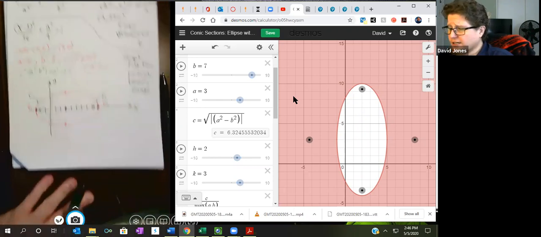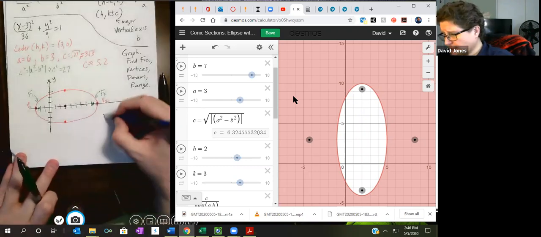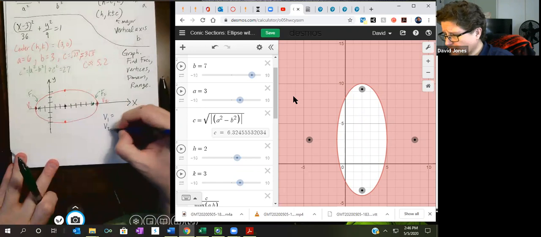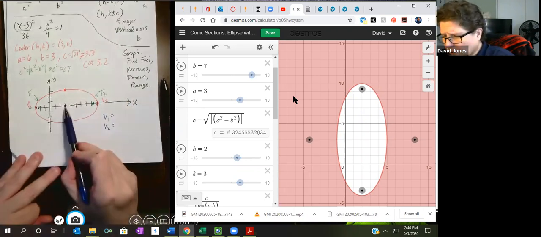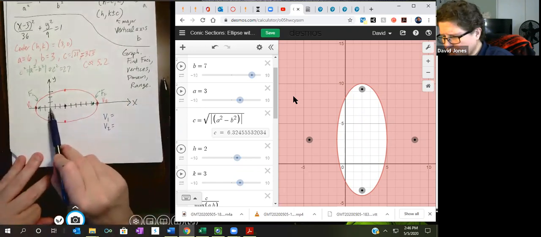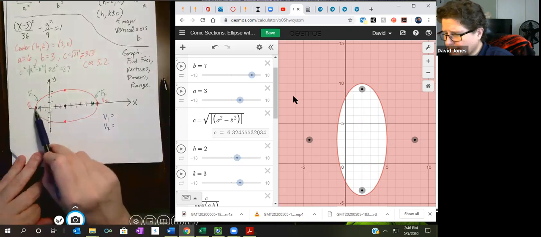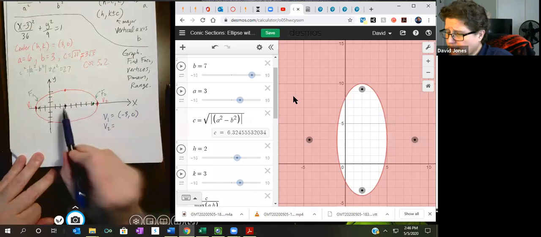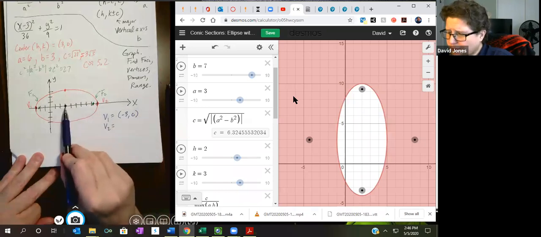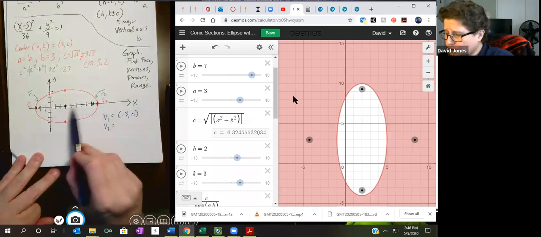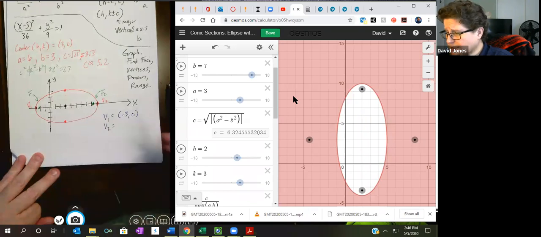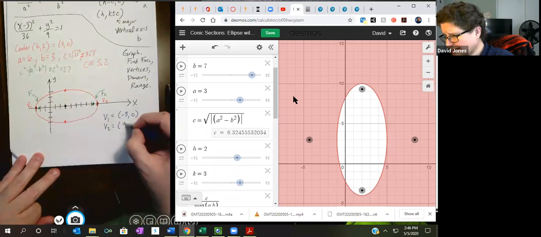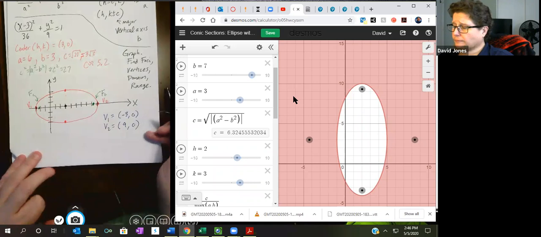What are the values here? This is the origin. 1, 2, 3 left is negative 3, 0. This was 3, 0, and we go right 6. 1, 2, 3, 4, 5, 6 is 9. 3 plus 6 is 9.